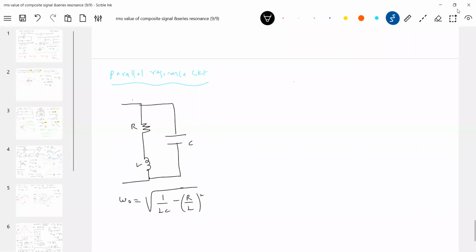Next, maybe the inductor is not ideal. What is this R? It is not a wanted one. It's unwanted. The internal resistance of the inductor only can be R. Got this?